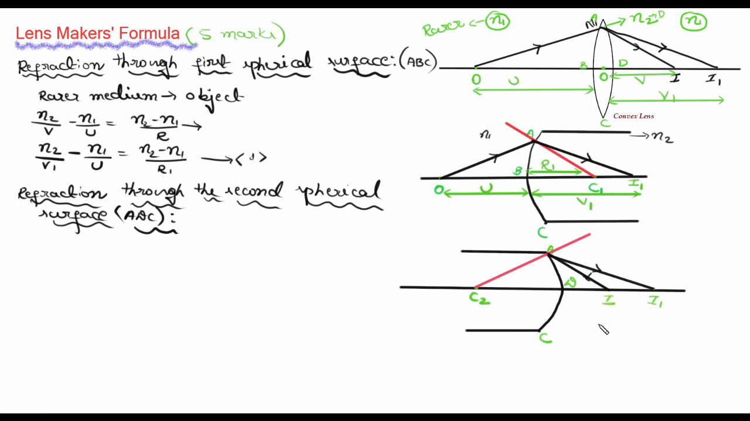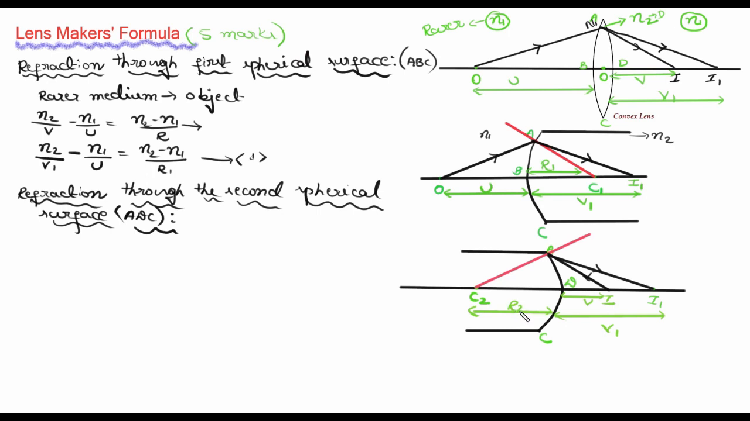Fine. Now let's specify what are the distances which we have taken. This is V1. From the previous case, the distance from here to here we have considered as I1. Final image distance is V, initial image distance is V1. And the distance from center of curvature to the pole is R2. Since this is the second spherical surface, I will represent it as R2.